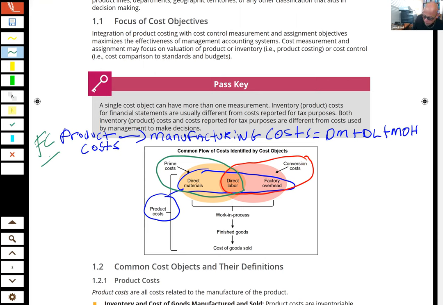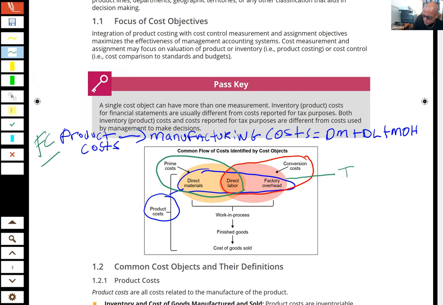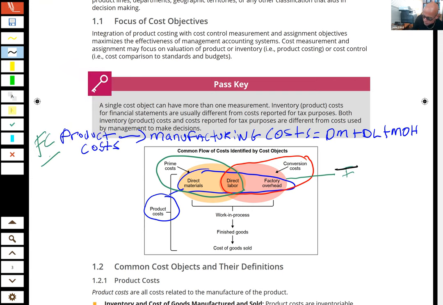Now, when we get to our factory overhead, we're going to see that factory overhead is called, in many cases, indirect cost. I want a different color here. Black. It was better green. I'm not in love with green on these. It's a nice color, but not for writing on the whiteboard here. Okay. These are also called indirect costs.